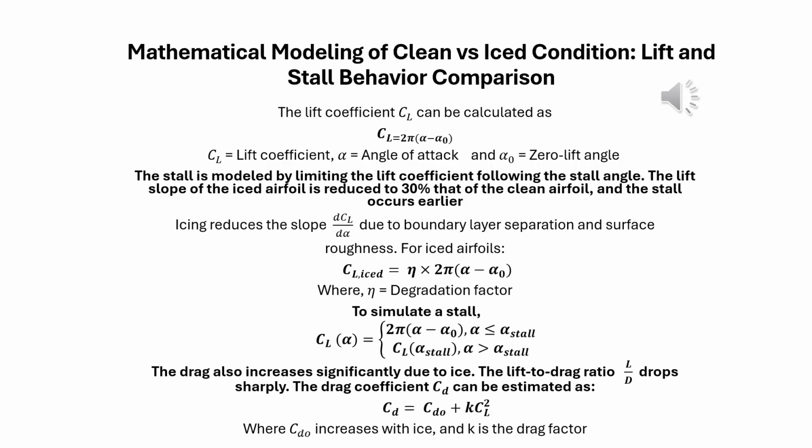To quantify these performance losses, we developed a mathematical model comparing clean and iced blade conditions. One of the key findings is that icing reduces the lift coefficient slope by about 30%, meaning that for each degree of angle of attack, the blade produces significantly less lift than it should. Additionally, icing causes an early stall, which is the point where airflow breaks down and lift collapses. This restricts the turbine's usable operating range and makes it harder to capture energy efficiently.